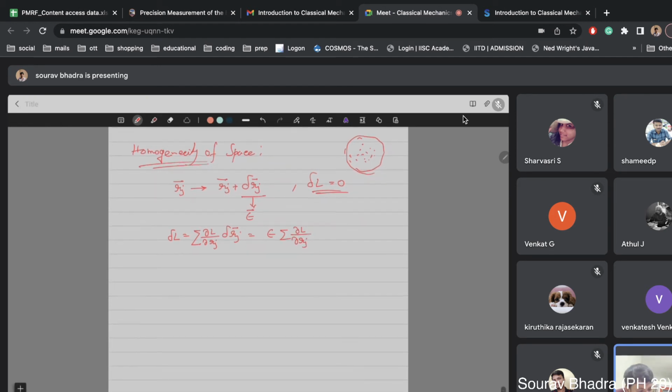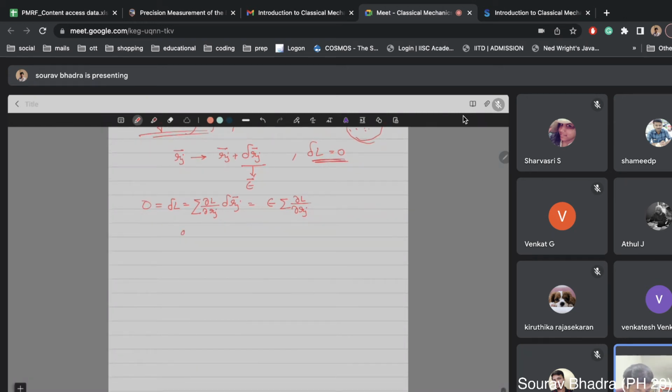Okay, and our imposing condition is delta L equals 0. Delta L equals 0, and epsilon is a non-zero, arbitrary quantity. It can be anything. So that's why we can write the summation of del L del Rj is equal to 0. Okay, so del L del Rj is actually the Pj dot of the particular system, right? So del L del Rj is Pj dot.